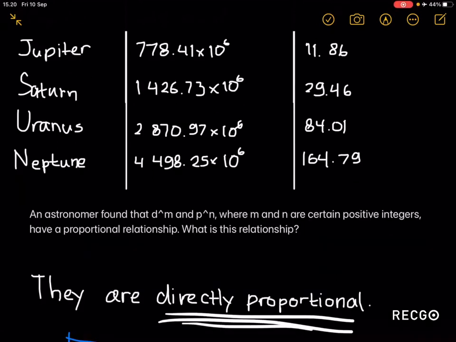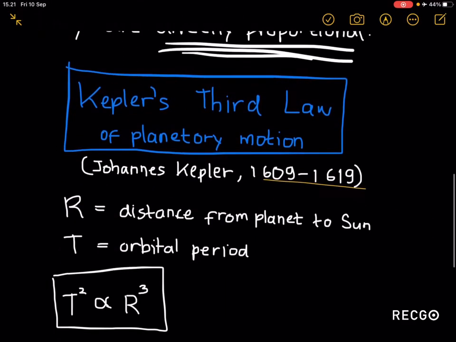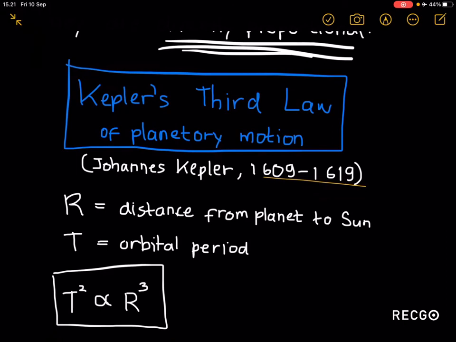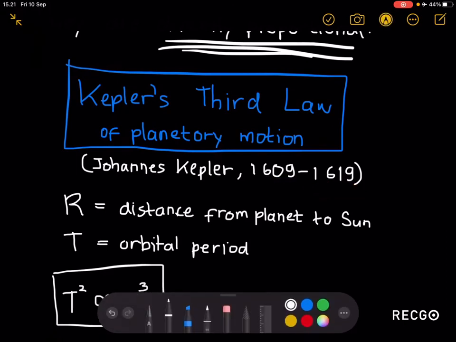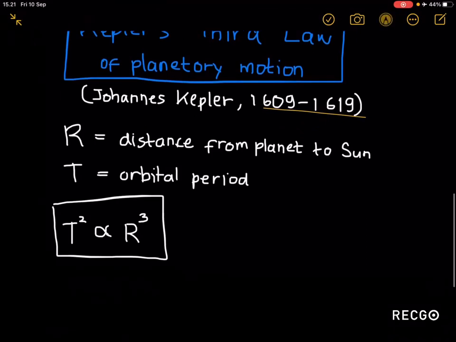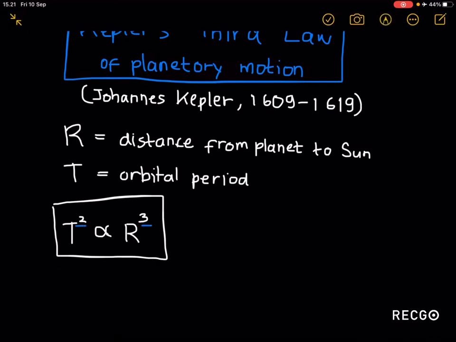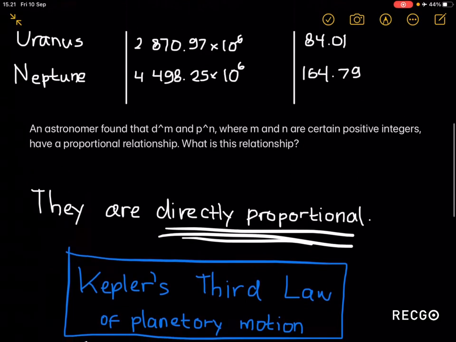Now you may be wondering what all the astronomer stuff and d to the m and p to the n is about. Well, this is strongly related to Kepler's Third Law of planetary motion, published by Johannes Kepler between 1609 and 1619. It says that if we have r as the distance from a planet to the sun and t as the orbital period of that same planet, then t squared is directly proportional to r cubed. And notice that 2 and 3 are our values for m and n respectively in the question.